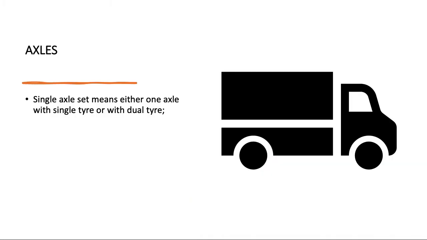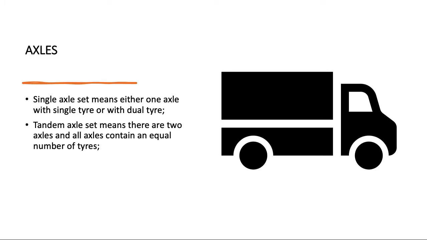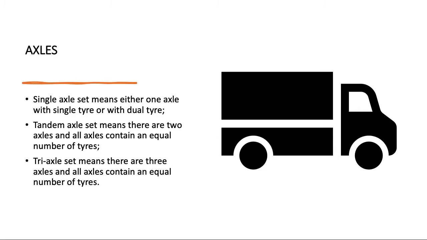Axles. Single axle set means either one axle with single tire or with dual tire. Tandem axle set means there are two axles and all axles contain an equal number of tires. Triaxle set means there are 3 axles and all axles contain an equal number of tires.